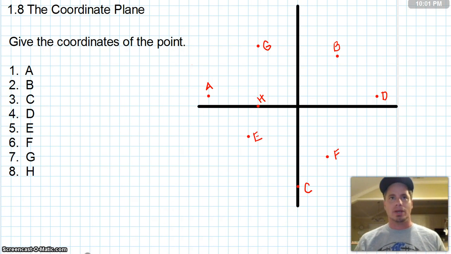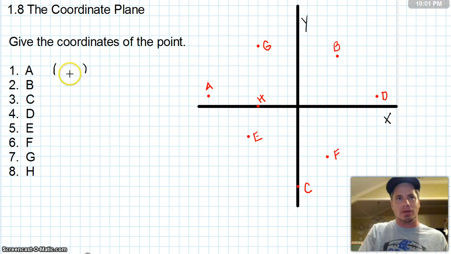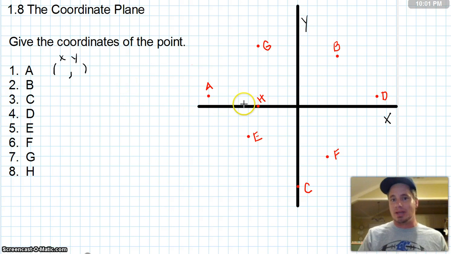already know. Okay, what we're going to look at is this plane on the right-hand side. We have an x-axis, which is here, and we have a y-axis, which is here. It runs vertically. The x-axis is horizontal. And when we give the coordinates of points, remember we use parentheses like this, and we have a comma in there, and then we put the x value first and the y value second. So let's look at letter A.